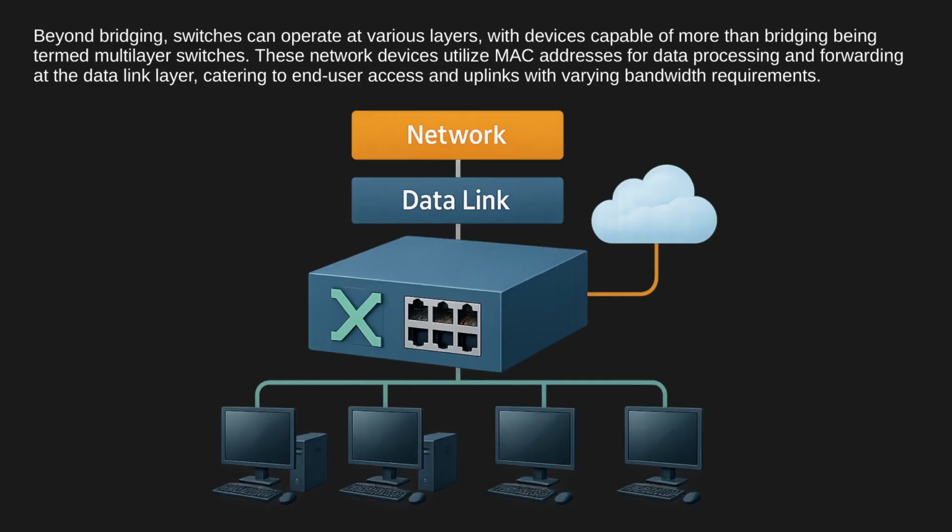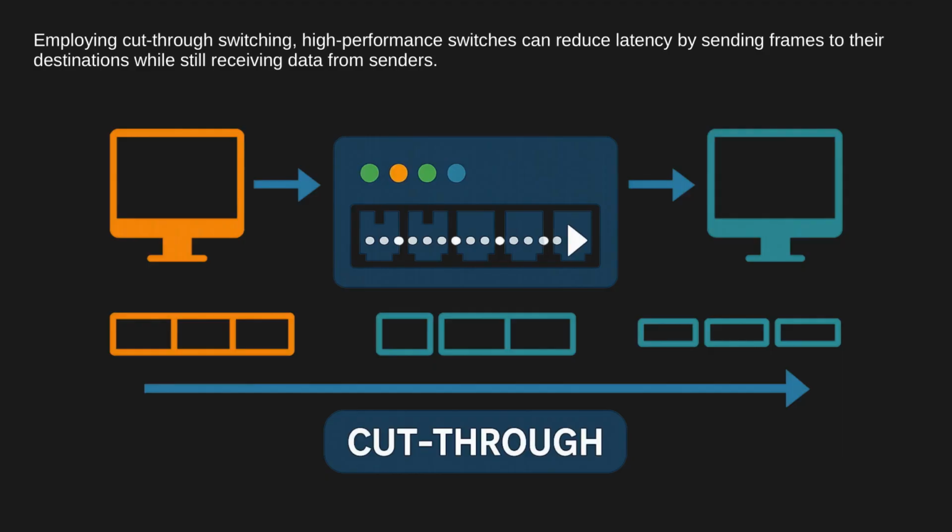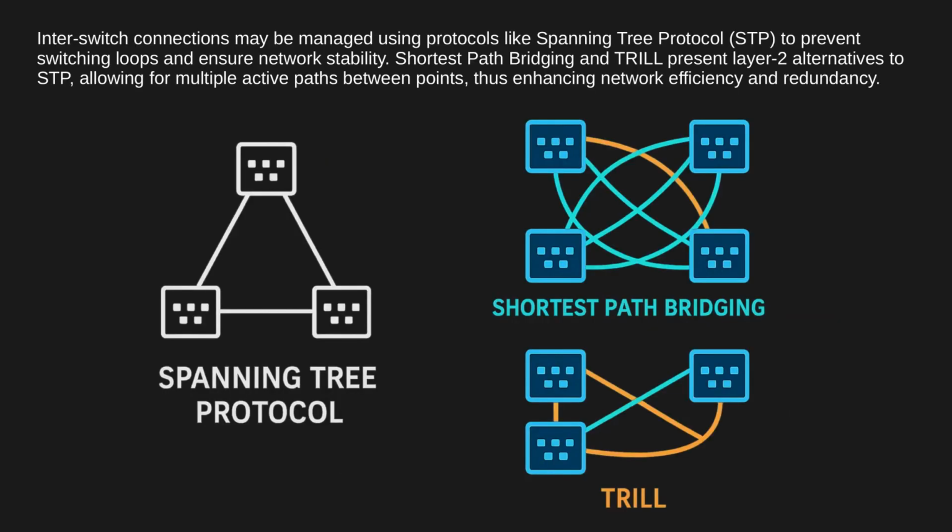Beyond bridging, switches can operate at various layers, with devices capable of more than bridging being termed multi-layer switches. These network devices utilize MAC addresses for data processing and forwarding at the data link layer, catering to end-user access and uplinks with varying bandwidth requirements. Employing cut-through switching, high-performance switches can reduce latency by sending frames to their destinations while still receiving data from senders. Interswitch connections may be managed using protocols like Spanning Tree Protocol, STP, to prevent switching loops and ensure network stability.